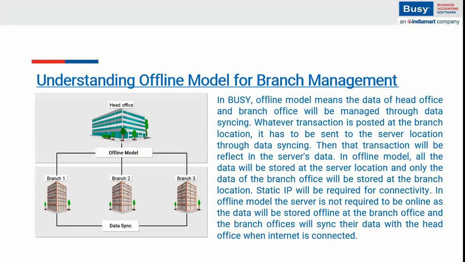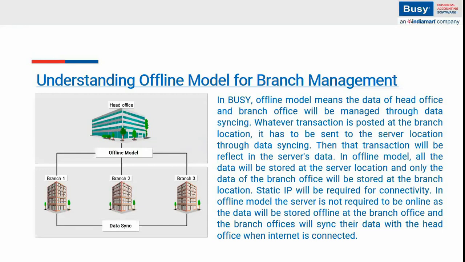In the offline model, all the data will be stored at the server location, and only the data of the branch office will be stored at the branch location. Static IP will be required for connectivity. In the offline model, the server is not required to be online, as the data will be stored offline at the branch office, and the branch office will sync their data with the head office when the internet is connected. So this is the condition of offline.